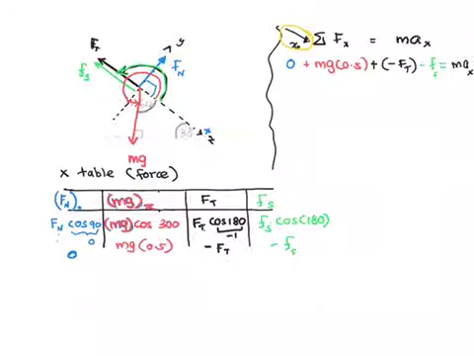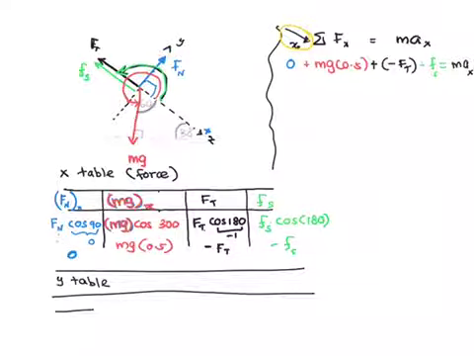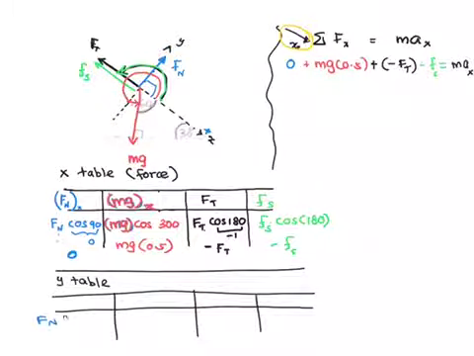And then if you want to set up the y table, now it is pretty easy. Here I go with the y table. All you do is change the above cosines into sines and then rewrite them. So the normal force would be Fn sine 90. Sine 90 is 1 and you end up with Fn here.